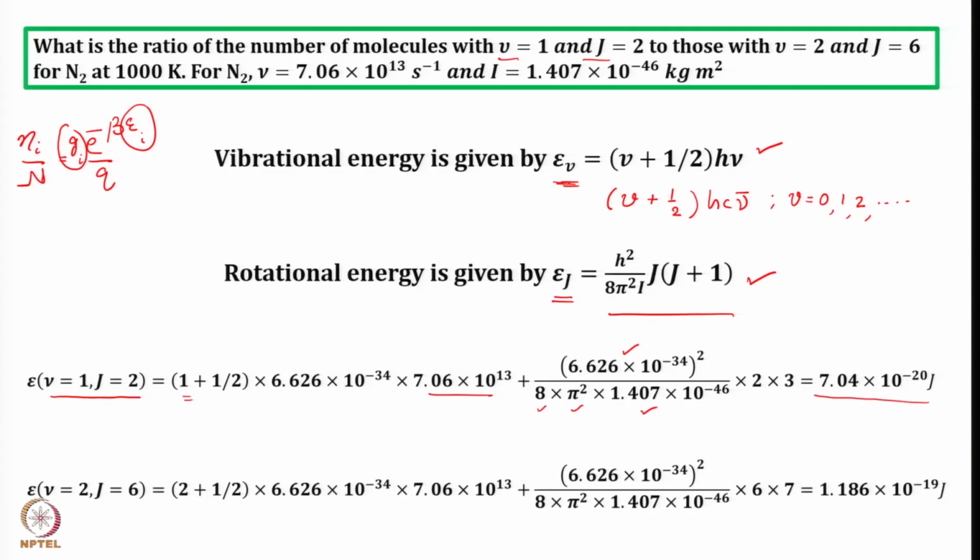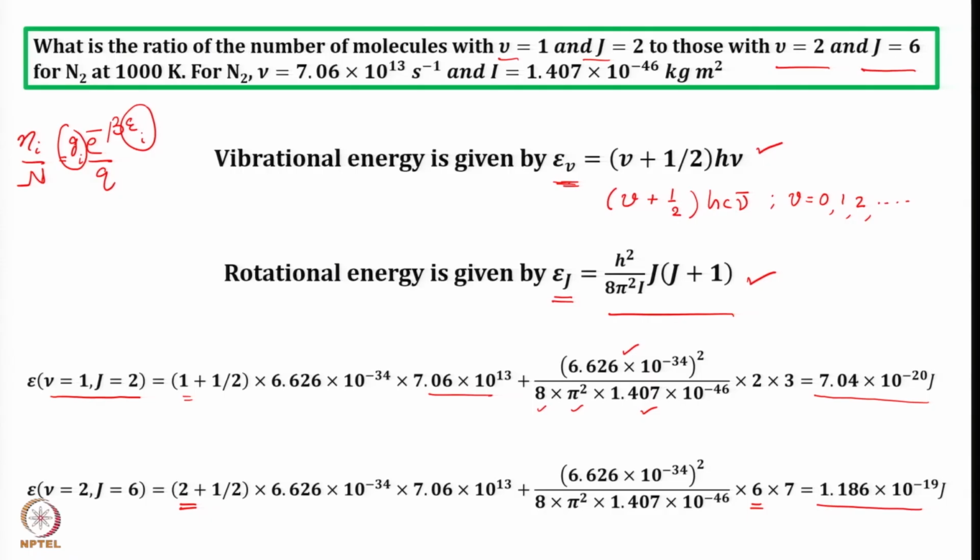This is the energy. Similarly, you repeat this exercise for v equal to 2 and J equal to 6. So you put v equal to 2 and J equal to 6. Do the calculations and you will get, now the energy is a little higher. This is 1.186 into 10 raised to the power minus 19 joule.